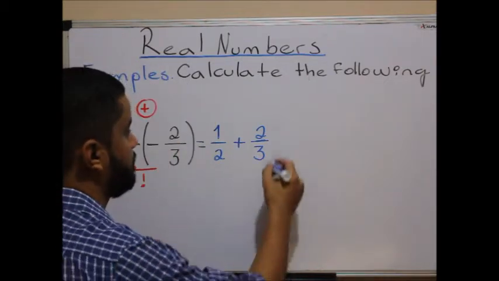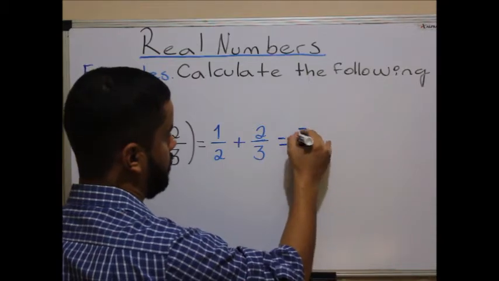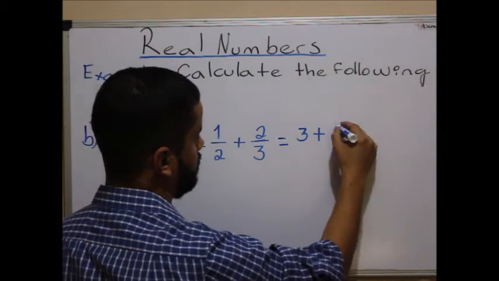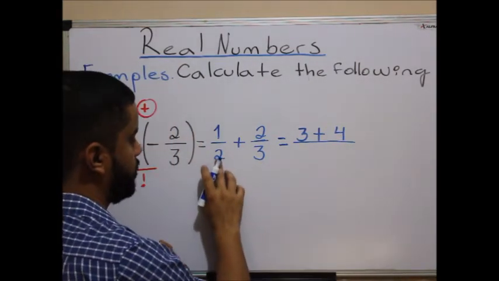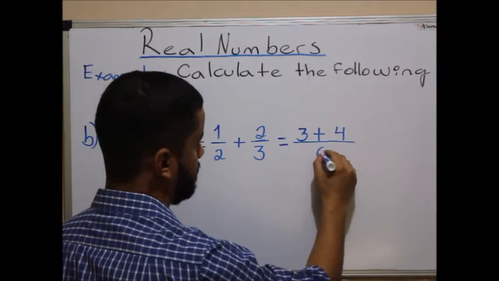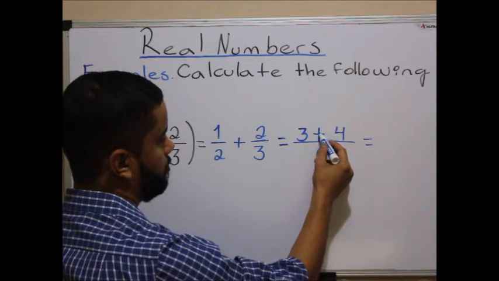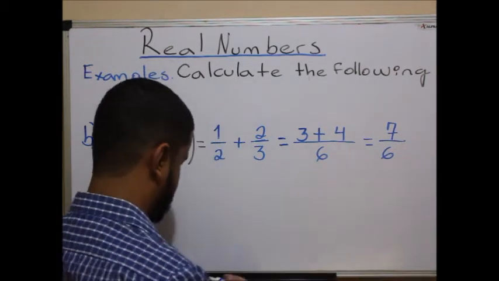So equal, 1 times 3 is 3. We write the plus. 2 times 2 is 4. We write the fraction bar. And then 2 times 3 is 6. And now we're going to say 3 plus 4 is 7 over 6.